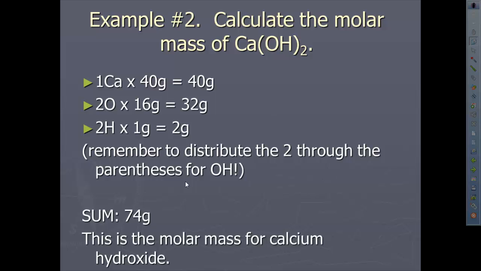Multiply all those together, 1 times 40, 2 times 16, and 2 times 1, and I'm going to add all of that together. So the molar mass for calcium hydroxide, which is an ionic compound, is 74 grams per 1 mole.